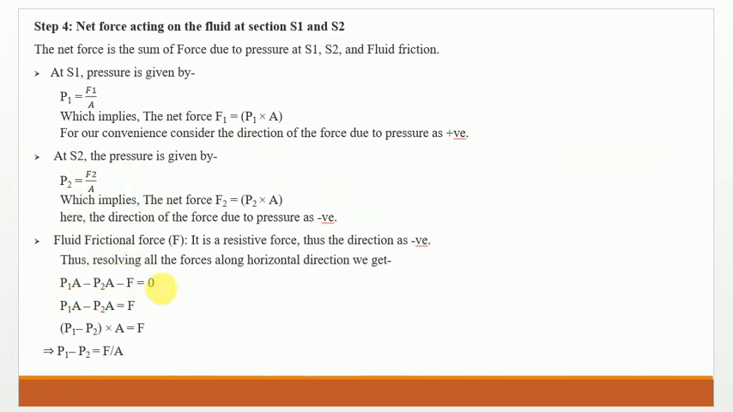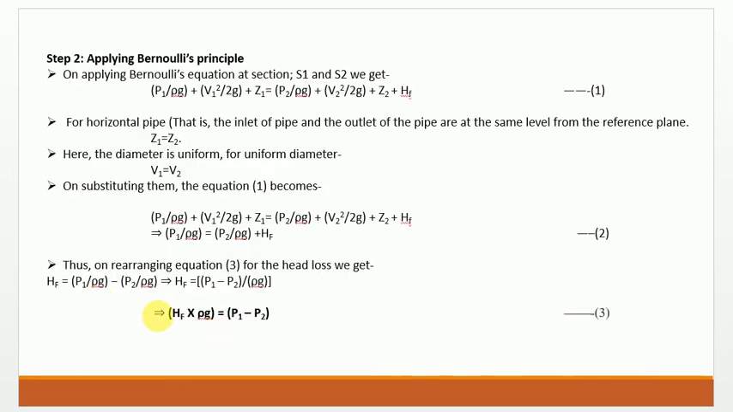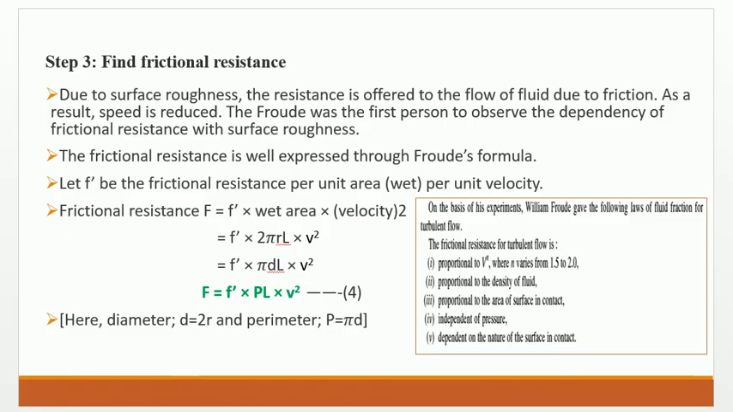So the total force will be P1 A1 minus P2 A2 minus F, which is equal to the summation of force. So F will be equal to (P1 minus P2) into A. Because the diameter remains the same, the area remains the same. So P1 minus P2 will be equal to F by A. So already we know P1 minus P2, which is equal to hf into rho g, and F, which is equal to f dash into P L into V square.